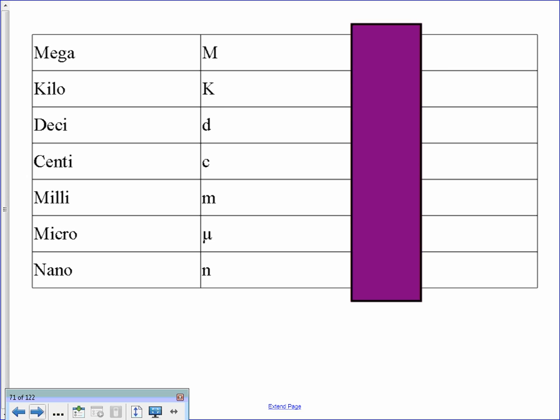Micro. Nano. Pico. Okay, so we're going to be referencing these at times. I would recommend you just have your paper someplace. So just write King Henry died by drinking chocolate milk. Micro. Nano. Pico. And then mega. So that's going to be your number line for today.